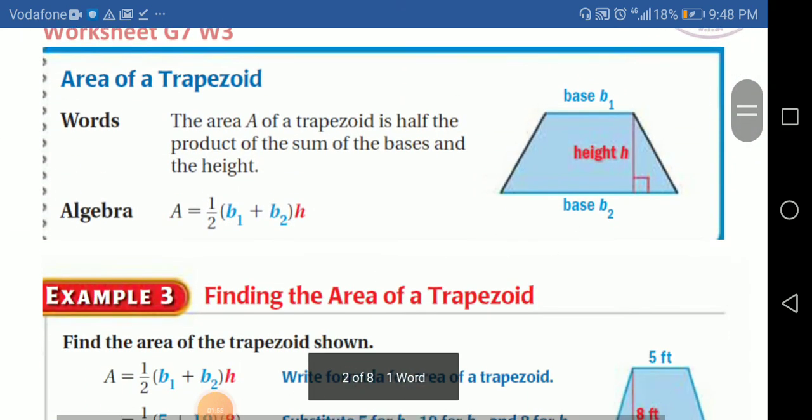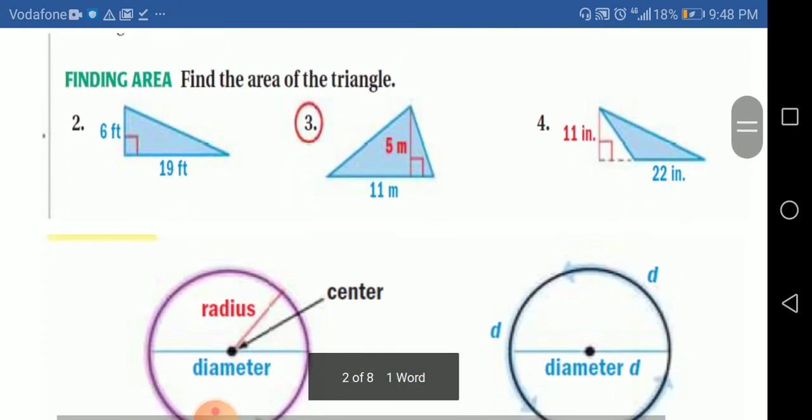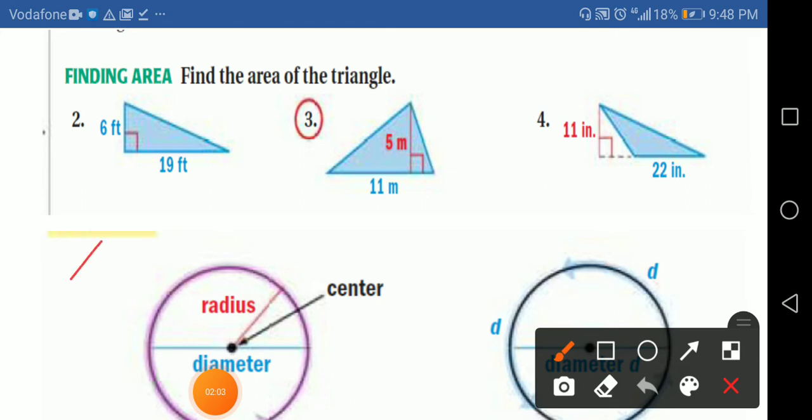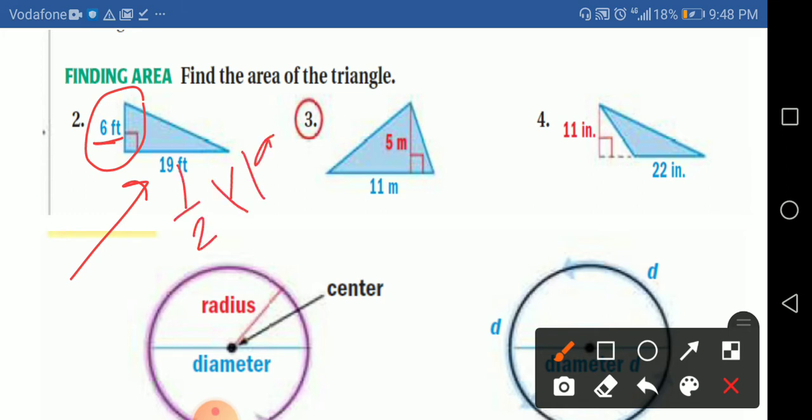What about this one? Okay, let's see together before going to the trapezoid. We're going to have the three kinds of triangles. This is a right angle triangle. In the right angle triangle, you will find the altitude or the height on the triangle. It's one side of the three sides of the triangle. So the height here is 6 feet. So I say half times 19 times 6.